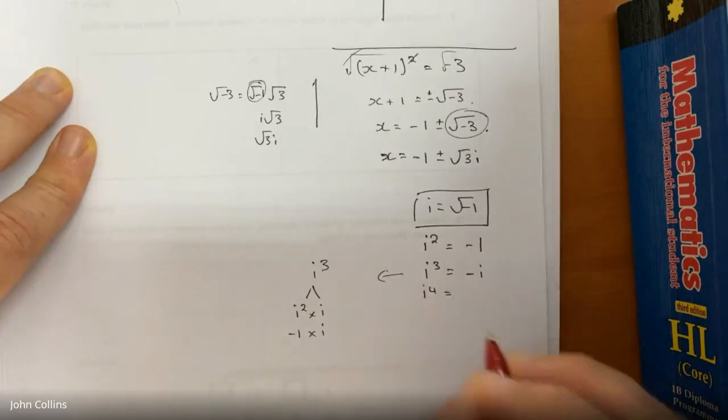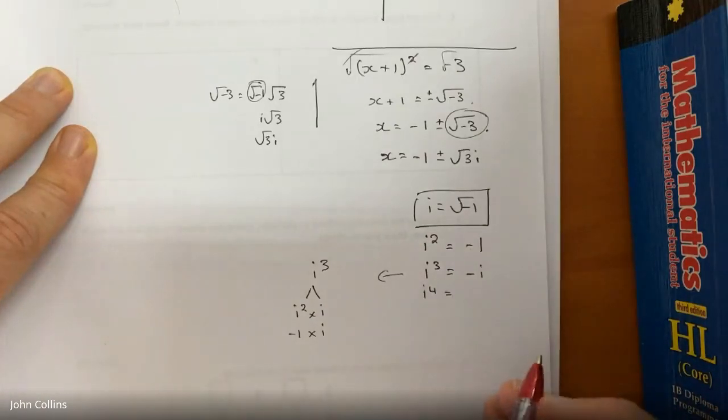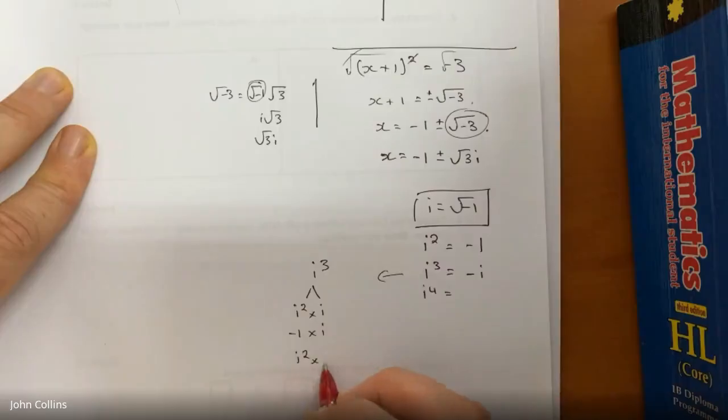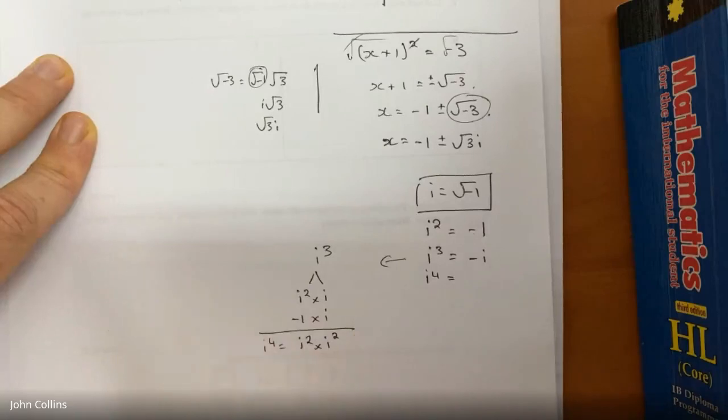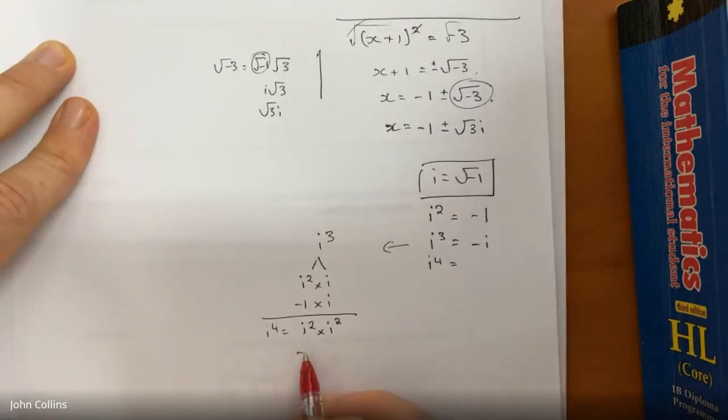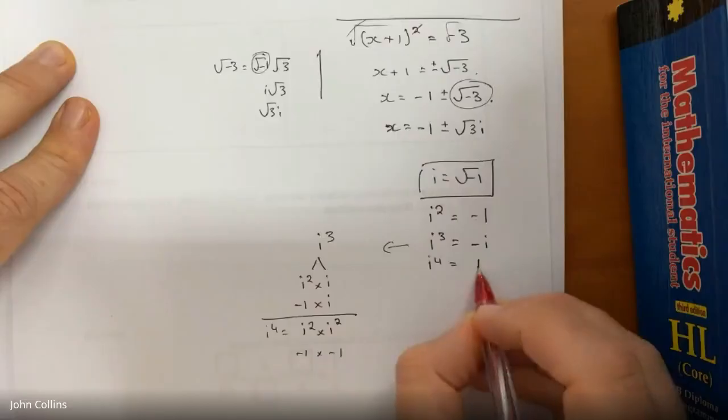i to the 4 then. Well, it's i squared times i squared. i squared is -1, multiplied by -1, which is going to be a +1.